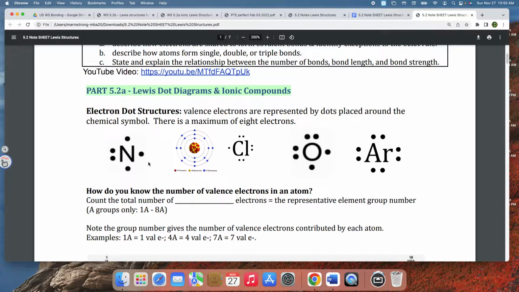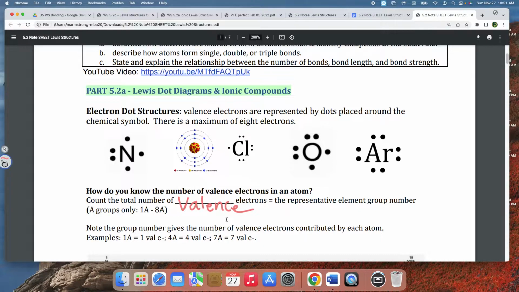And so you'll see here in nitrogen, nitrogen has 5 valence electrons, 1, 2, 3, 4, 5. And we could go clear over here to argon, and it has 8, 2 on each side. So the max you put on each side, north, south, east, or west, is 2. So how do you know the number of valence electrons in an atom? You count the total number of valence electrons. Well, that sounds like I said valence twice, because I did.